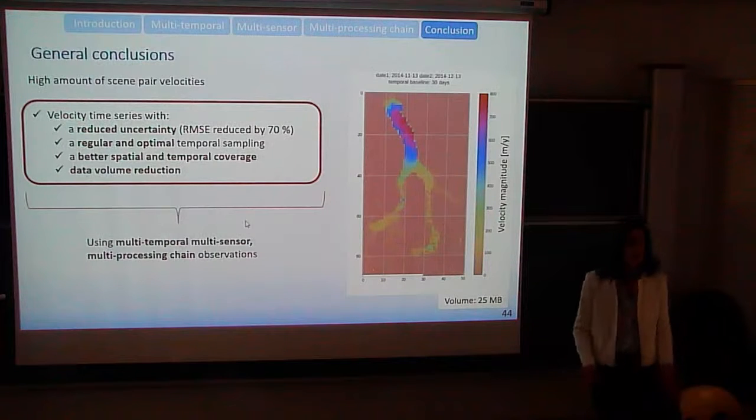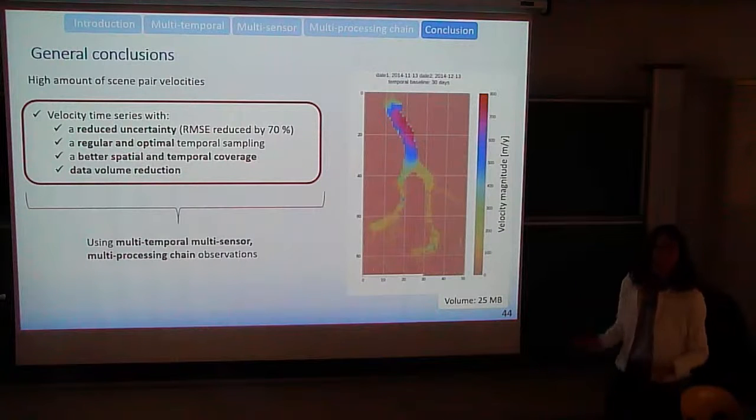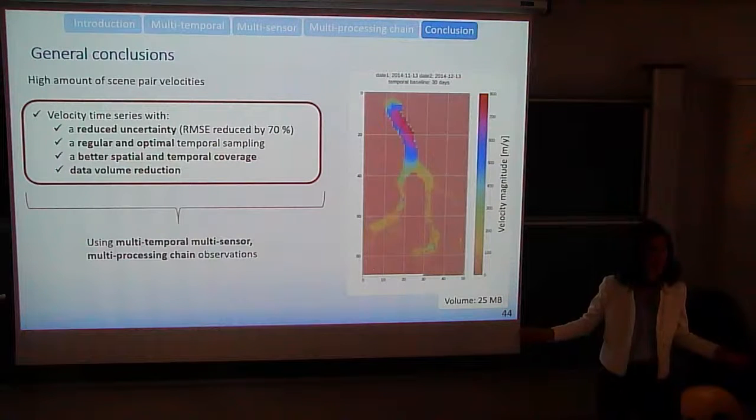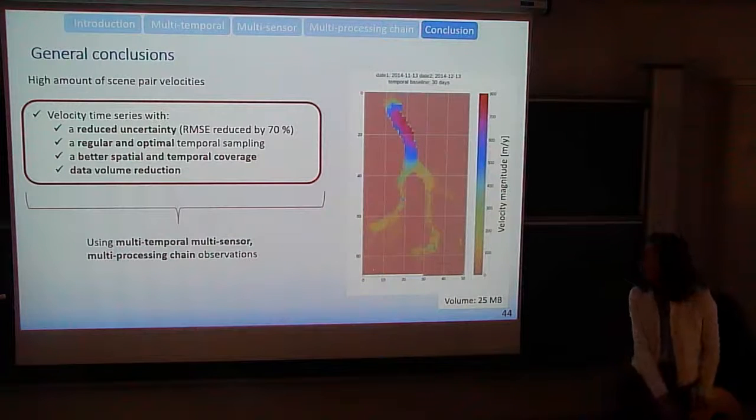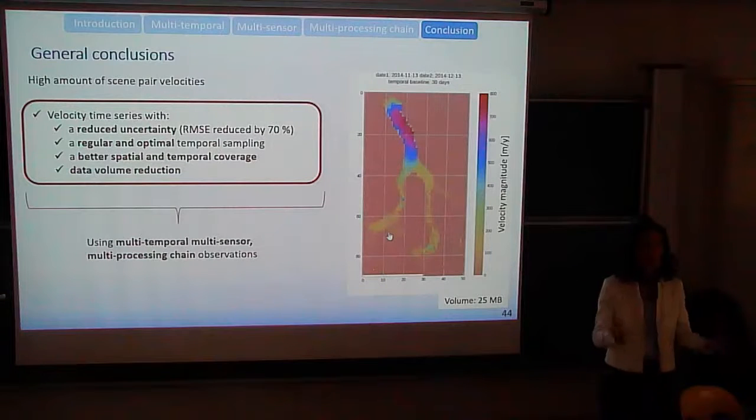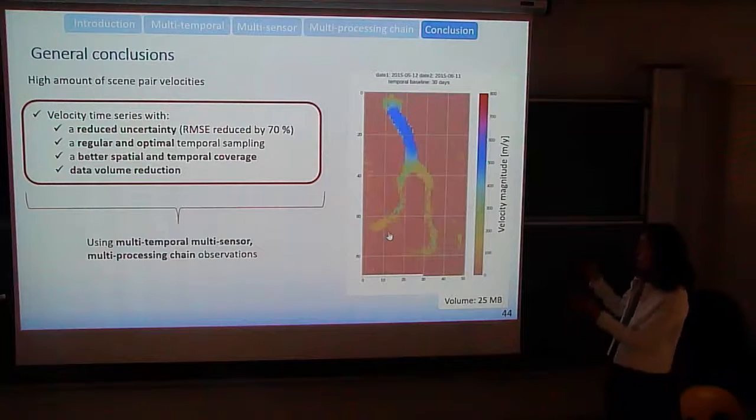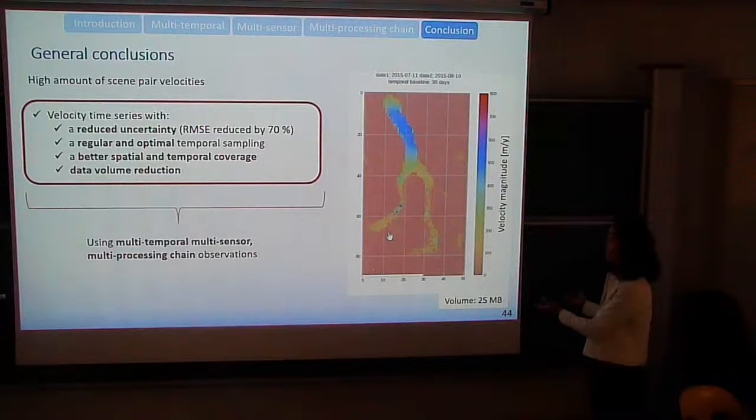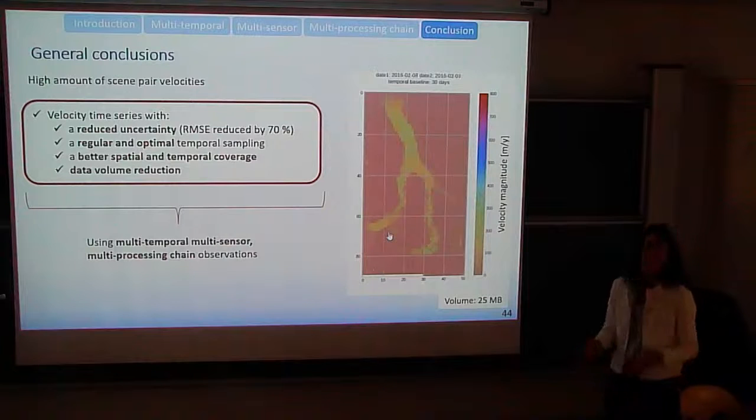And as a general conclusion of this presentation, I've shown that we have a very high amount of simple pair velocities available, but still underexploited. And to show you a conclusion, you remember the video I've shown you in the introduction. It was very difficult to analyze these data sets. With the fusion, we have a much easier way to analyze velocity variation. We provide velocity time series with a reduced uncertainty.